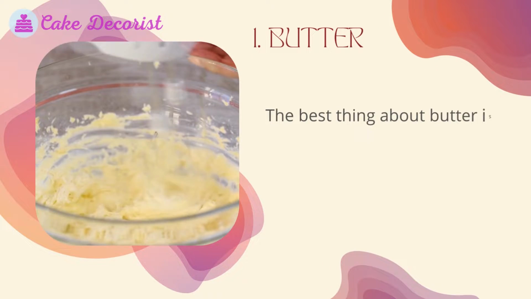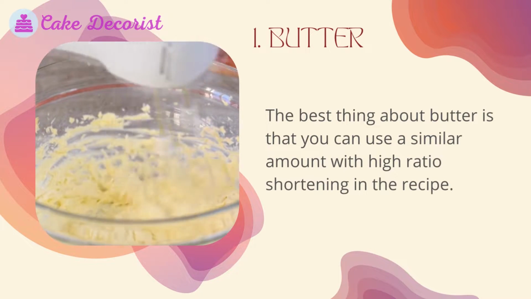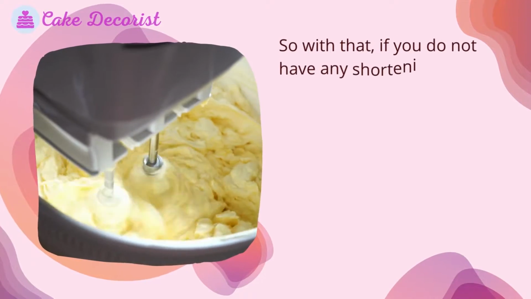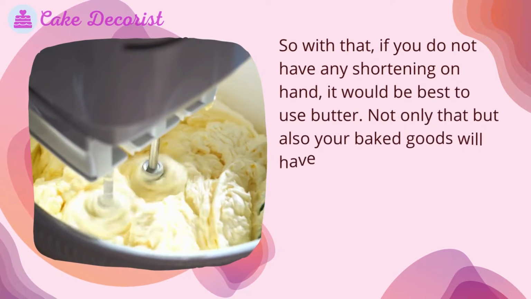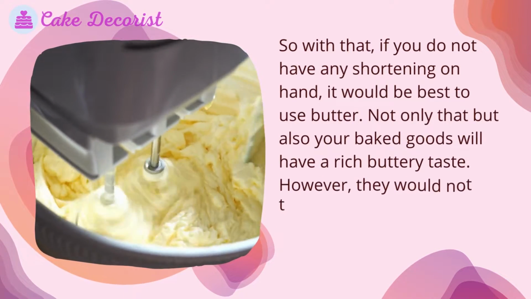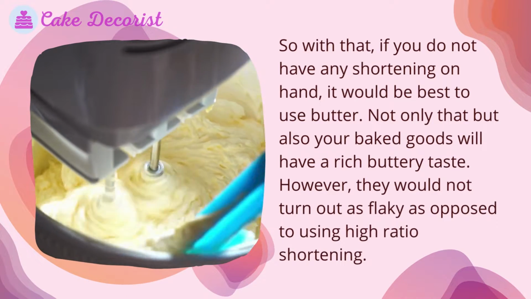Shortening alternatives. 1. Butter. The best thing about butter is that you can use a similar amount with high-ratio shortening in the recipe. So with that, if you do not have any shortening on hand, it would be best to use butter. Not only that, but also your baked goods will have a rich buttery taste. However, they would not turn out as flaky as opposed to using high-ratio shortening.